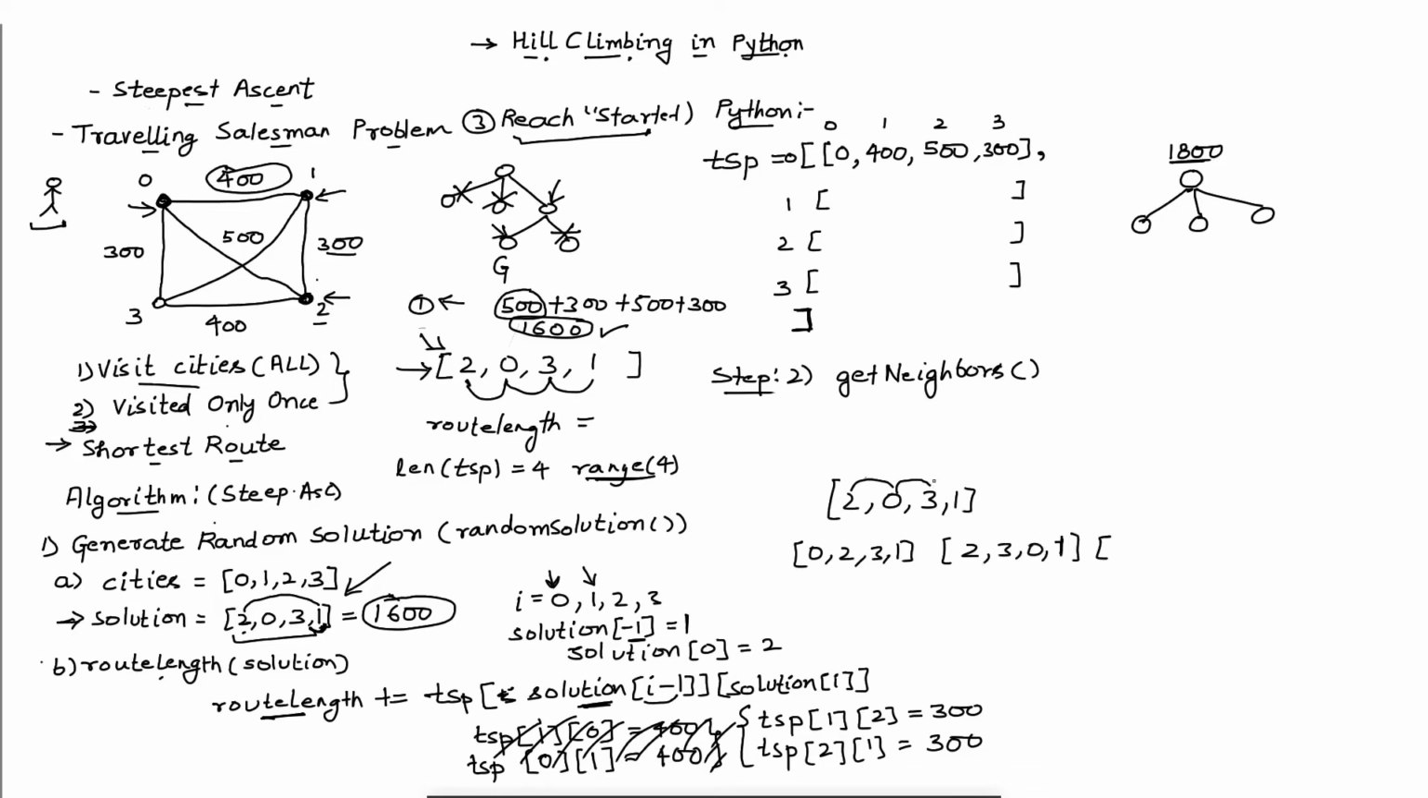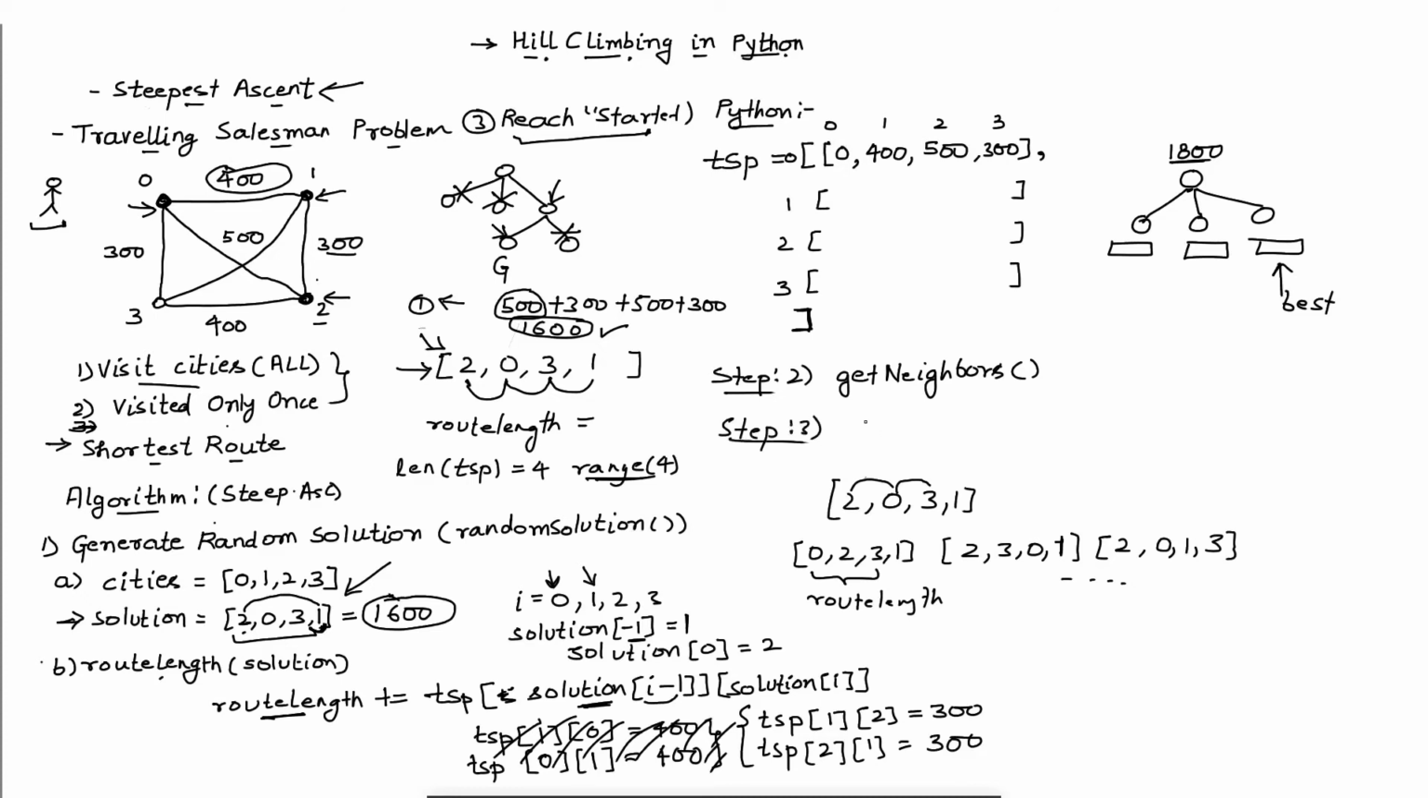Then I will swap 3 and 1, so we will get 2, 0, 1, 3, right? So in this manner we can generate the neighbors. For all these neighbors we are also going to calculate the route length, right? For all of these we will get the route length here, and then out of all these route lengths we are going to pick up the best one, because that's the main objective of the steepest ascent hill climbing algorithm. We will pick up the best one and we are going to just iterate over these steps, right?